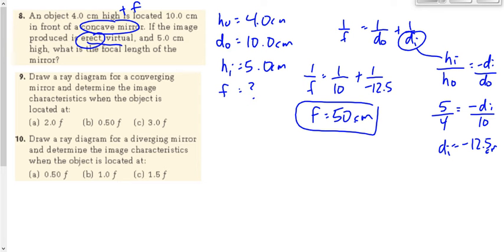Oh, we got a positive value for the focal length, right? Should we have? Yeah, we predicted that we would, right? It's a concave mirror, a converging mirror. We predicted it would be a positive focal length, and sure enough, it was.